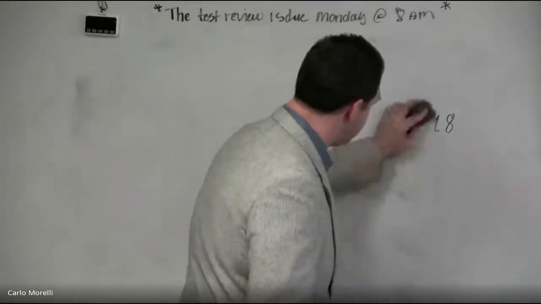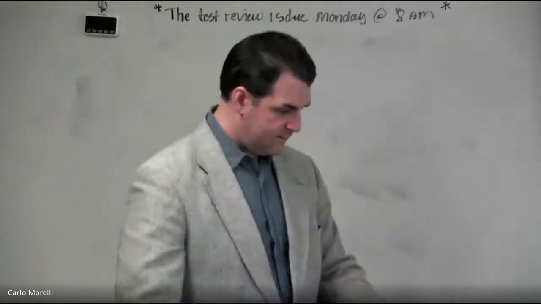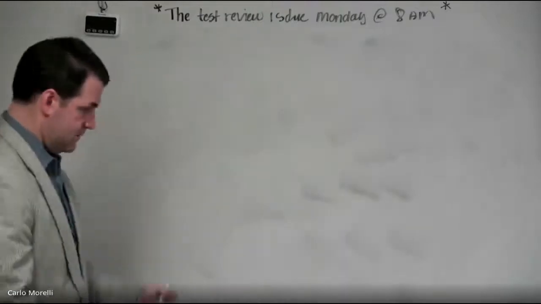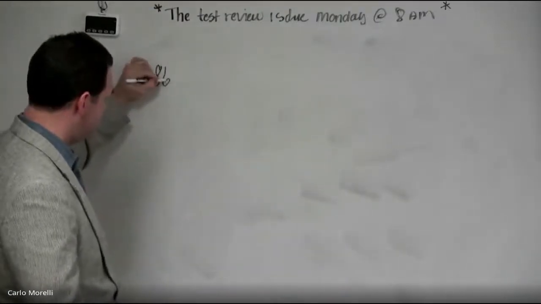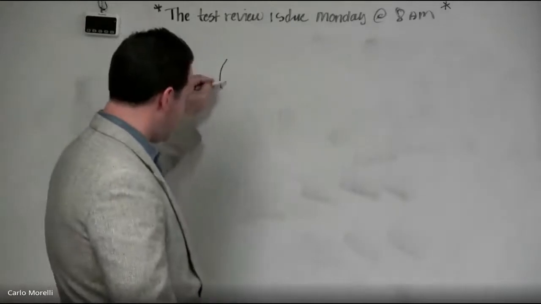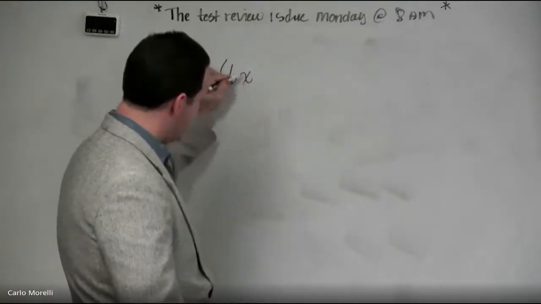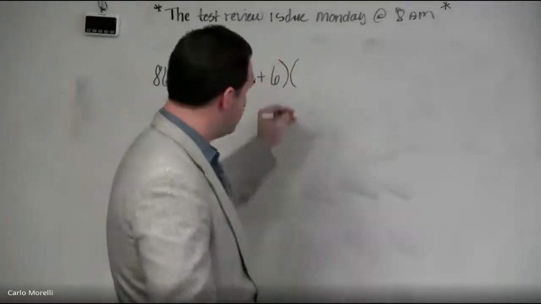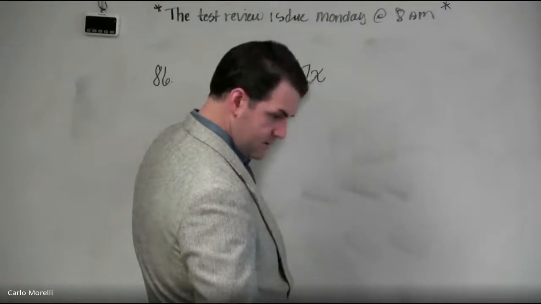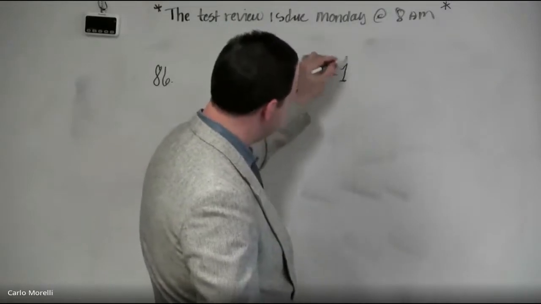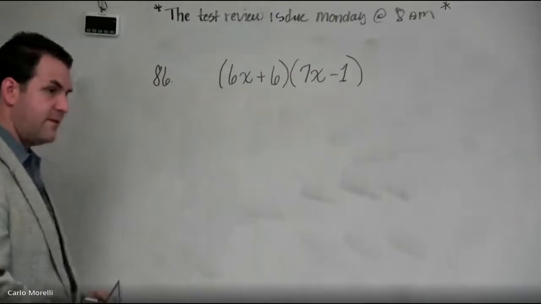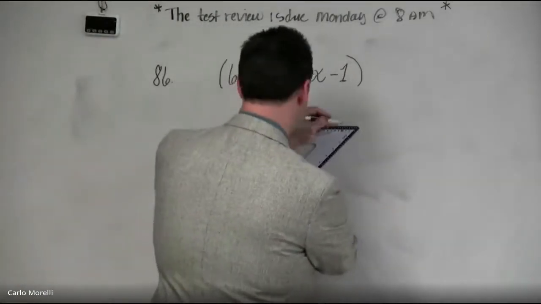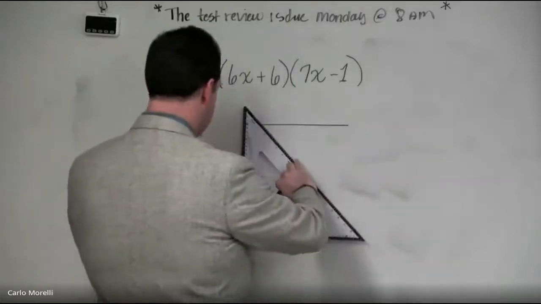So I said number 86, I'll show a different method of multiplying the binomials together. Number 86, we have open parentheses 6x plus 6, close parentheses, open parentheses 7x minus 1. And I'll show the box method. So this time, make a box, like a window. It's going to have 4 boxes inside of it. So first we're going to draw like a square.